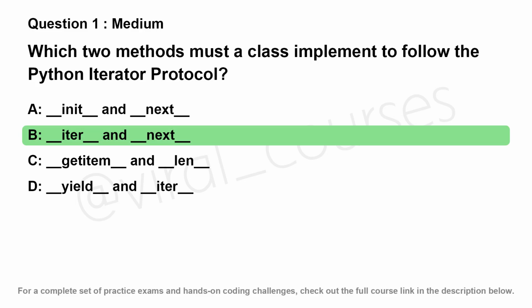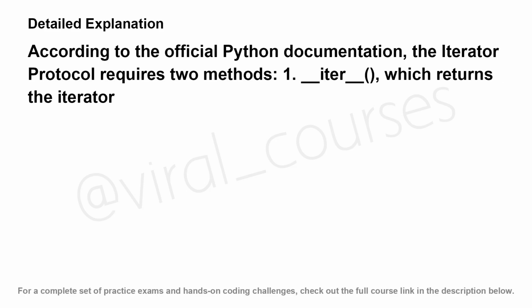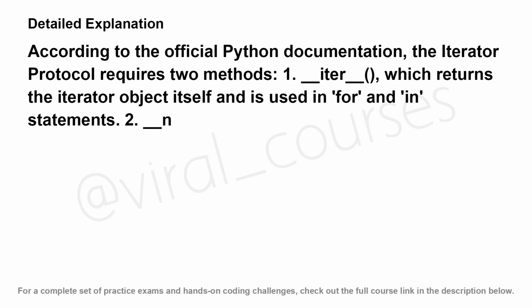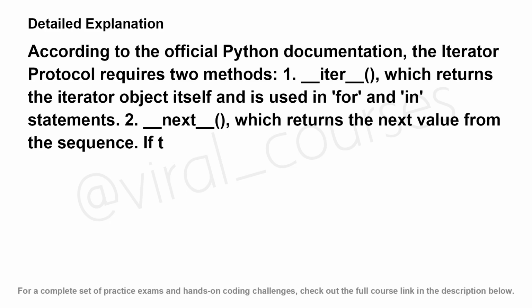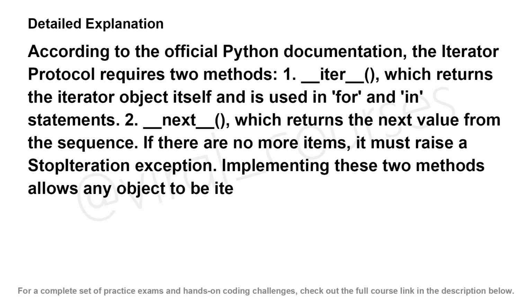The correct answer is B. According to the official Python documentation, the Iterator protocol requires two methods. 1. __iter__, which returns the iterator object itself and is used in for...in statements. 2. __next__, which returns the next value from the sequence. If there are no more items, it must raise a StopIteration exception. Implementing these two methods allows any object to be iterated over using a loop.